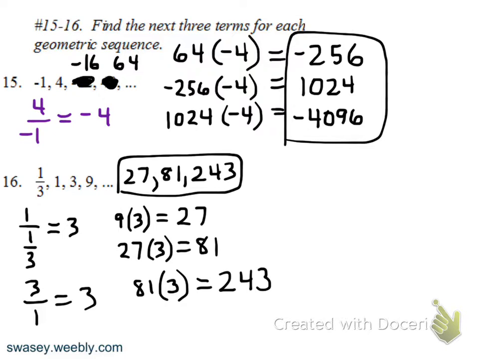One of the things that will clue you into the fact that the common ratio is negative on 15 is the fact that they're alternating signs.